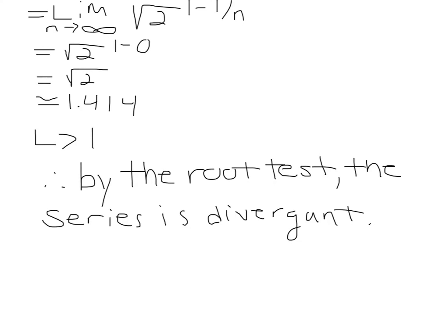And now we say the square root of 2 raised to the 1 minus 0. We took the limit out because we plugged in infinity for n, and we got 1 minus 0. And this gave us the square root of 2, which is approximately 1.414. Now that the answer we got is greater than 1, we say that by the root test the series is divergent.